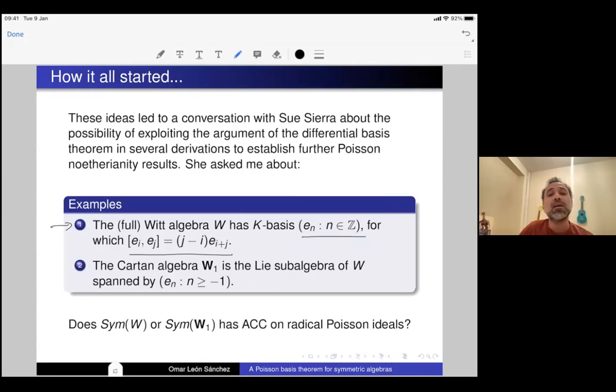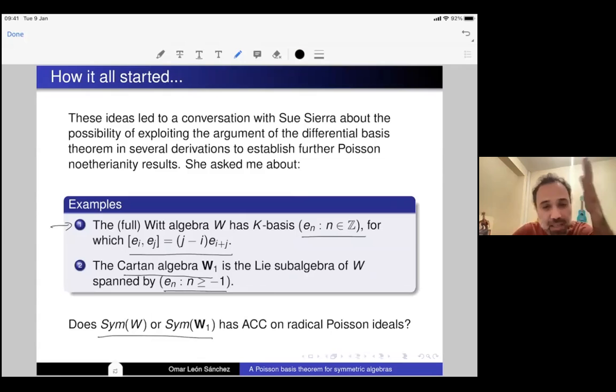And the other one is the Cartan algebra, which is the one that Gleb pointed out. It's the algebra of derivations in one variable, and it starts at negative one, okay? And she asked me whether the symmetric algebra of either of these two examples has ACC on radical Poisson ideals.